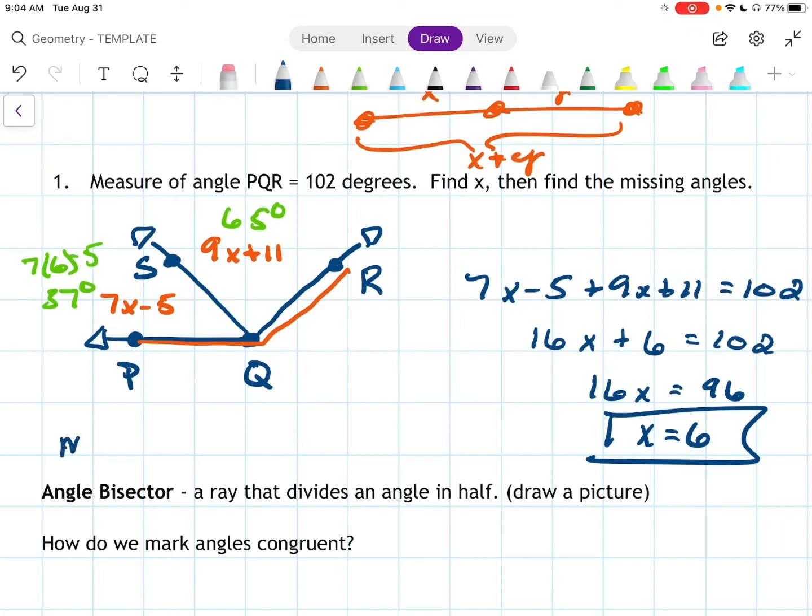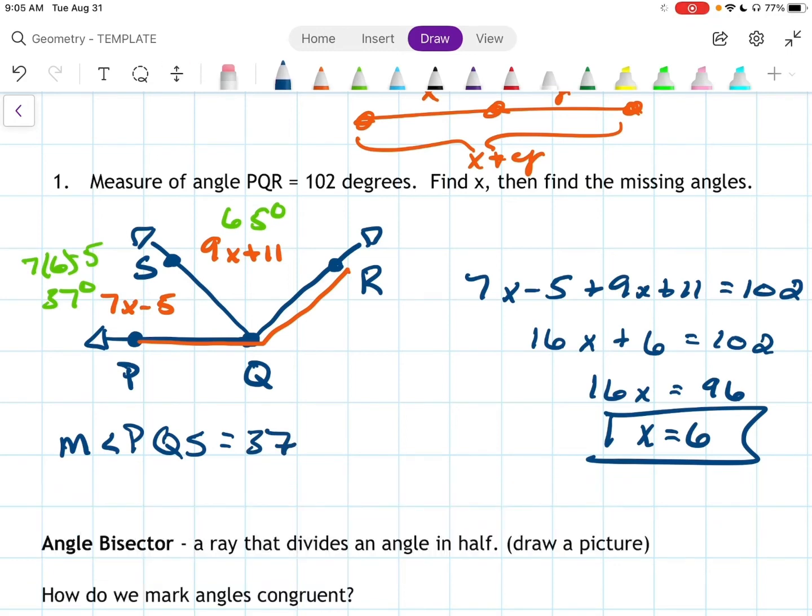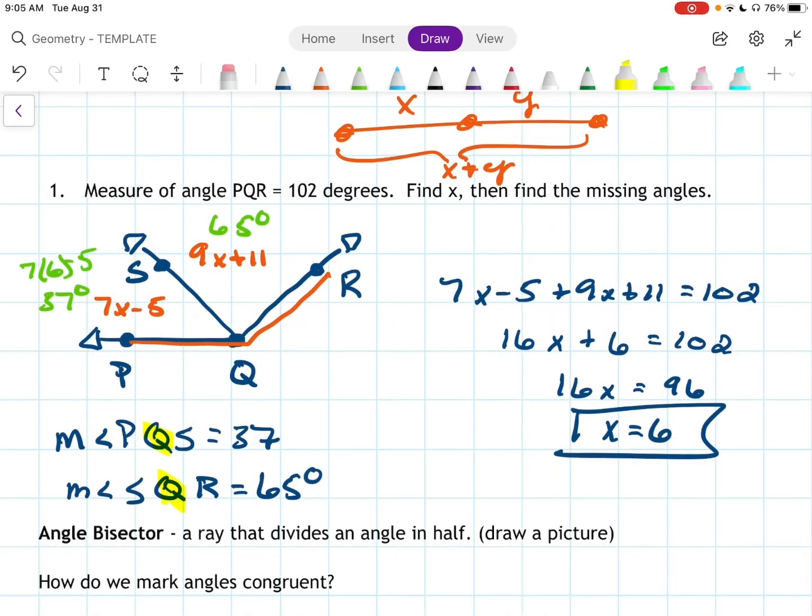So I'm going to have measure of angle, and then I have to start on one of the sides, then have a vertex, and then go to the other side. So I'm going to say PQS. That's talking about that left angle there. The measure of that angle is 37. Next up, I have measure of angle SQR is equal to 65 degrees. Again, it is important that the middle letter has to be the vertex. The other two, it doesn't matter which direction they go.